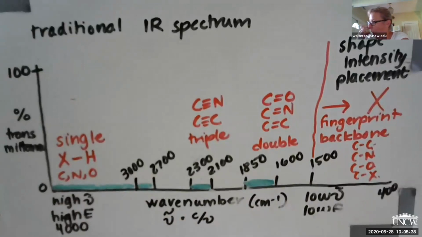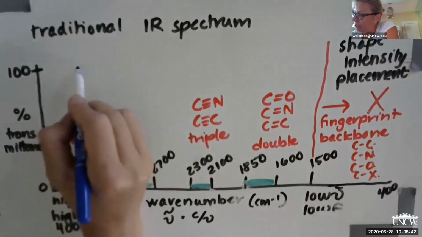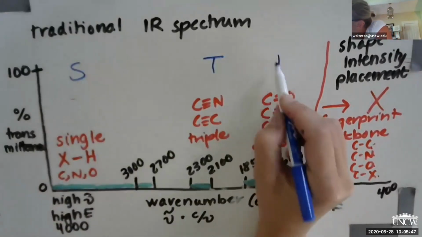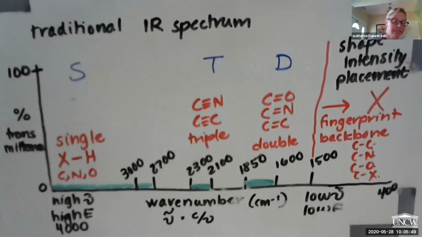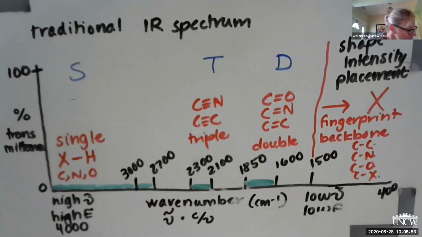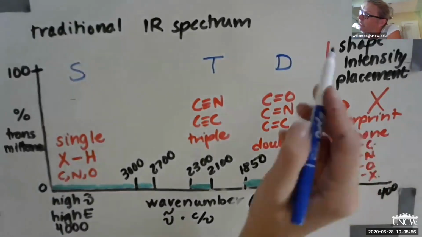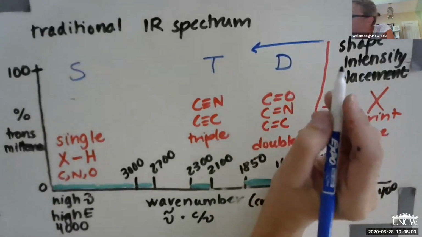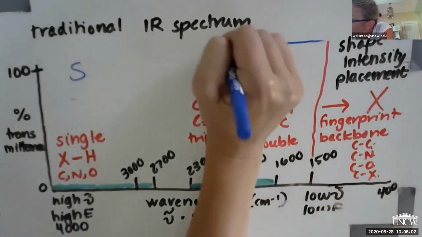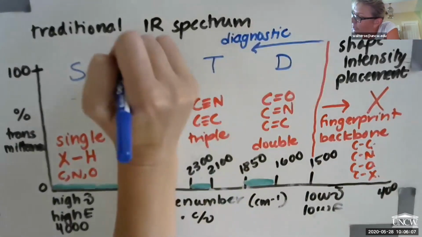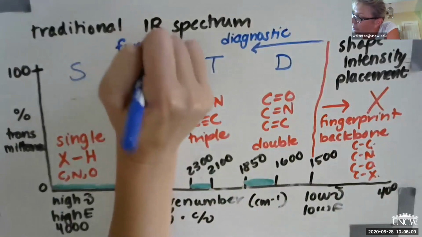Okay, so I hate saying this, but what students do to help remember it is they just write STD across their paper. There's nothing else to say. That's what they write. Okay, this region, the STD, I shouldn't be laughing. STD region, this is called the diagnostic region. Okay, the diagnostic region tells you the functional groups.